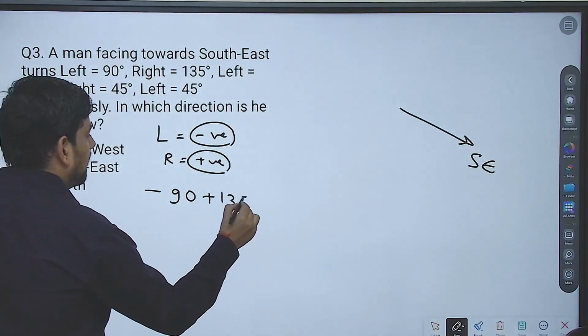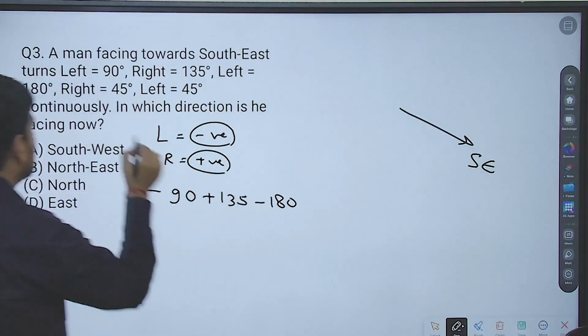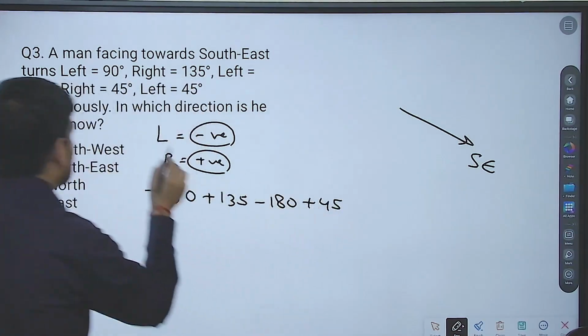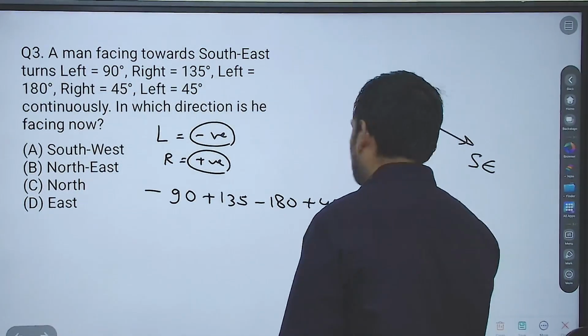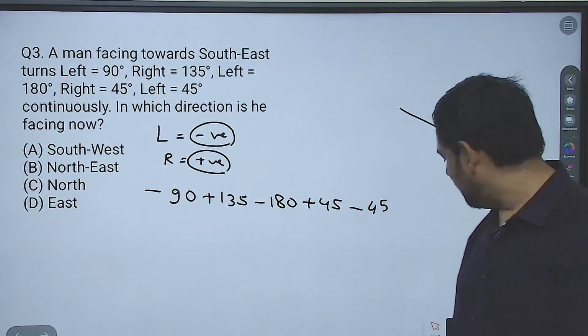So plus 135. Then left 180 degrees, that means minus 180. Then right 45 degrees, that means plus 45. Then left 45 degrees means minus 45. Continuously. In which direction is he facing now? Now it is very easy.